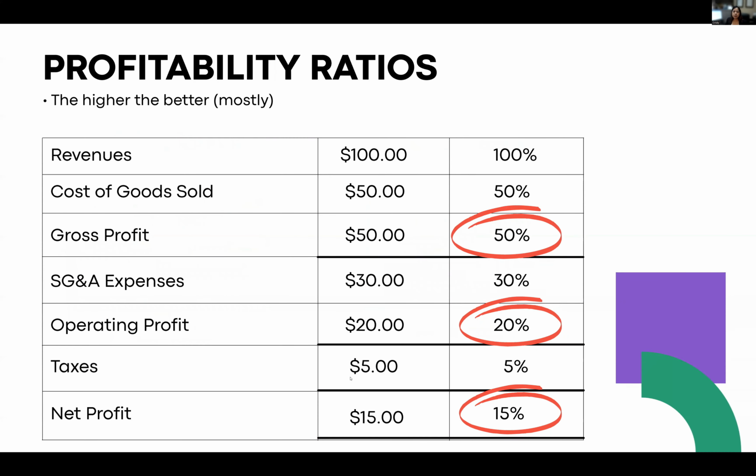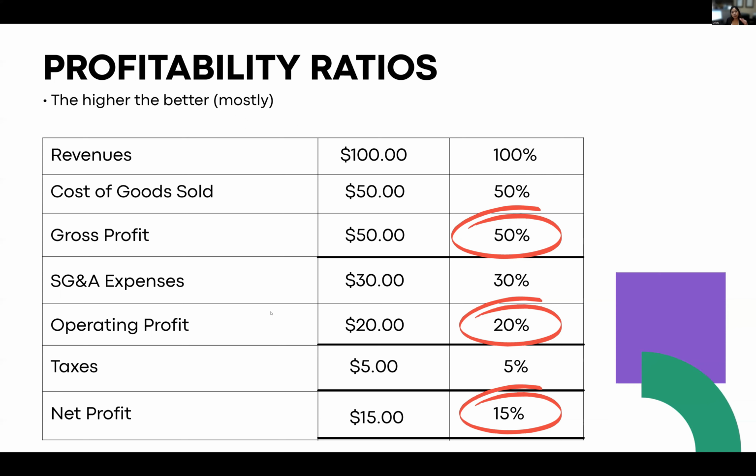Now let's look at a way to analyze your financials. So on the profitability ratios, here probably the question is, what is a good number, right? In the case of profitability, of course, the higher the better, right? So your gross profit here is 50%, operating profit 20%, net profit is 15%.